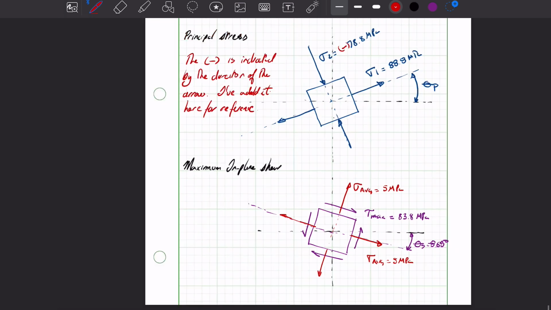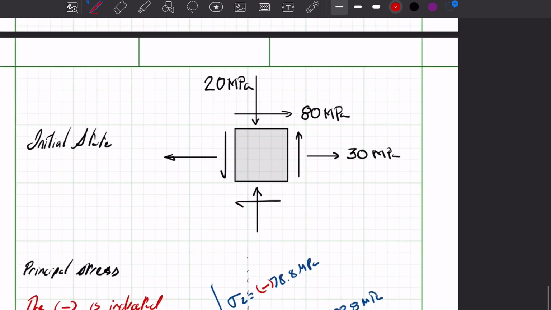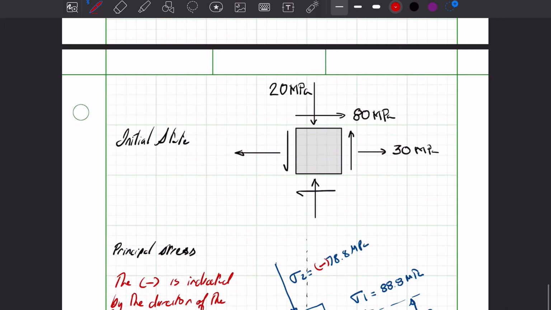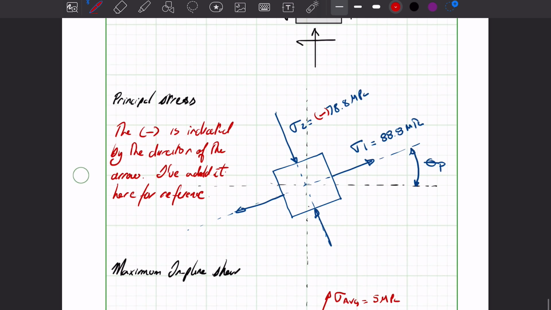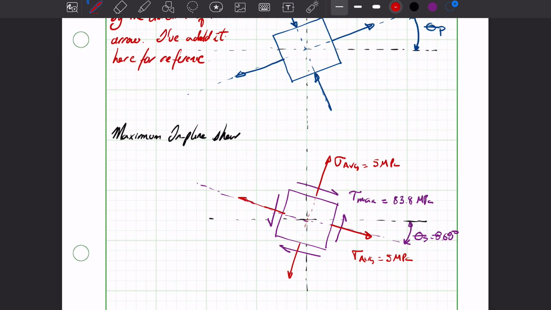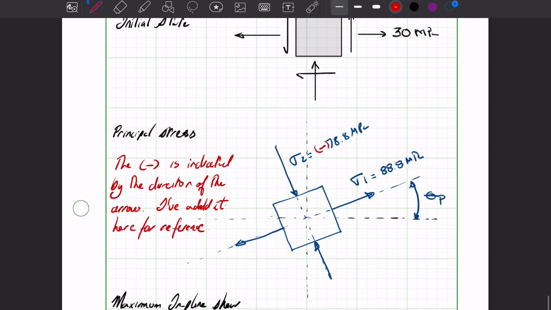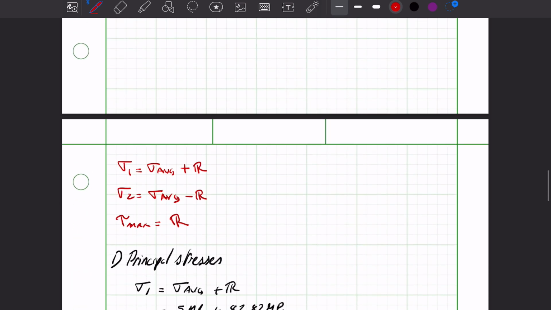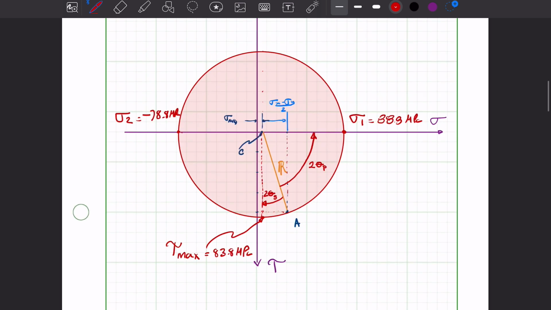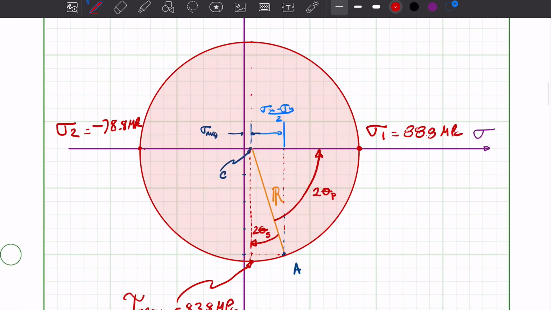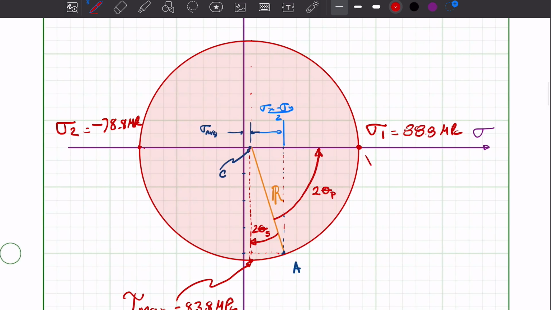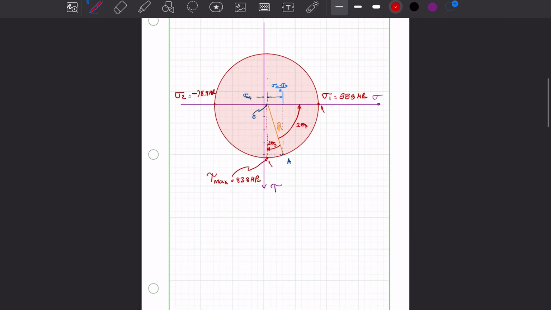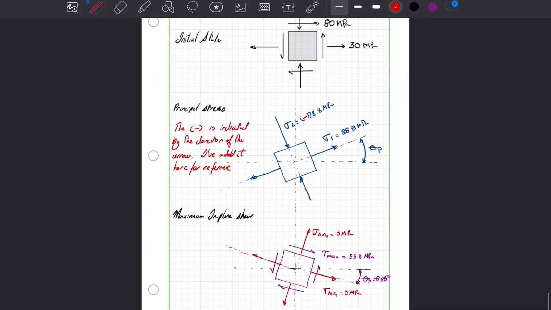And now we have the three cases. We have the initial state, we have the principal stress rotation, and we have the maximum in-plane rotation, all derived from our Mohr circle. Remember that this becomes the location of my principal stress, this becomes the location of my maximum in-plane shear. All right, and that is all there is to this.